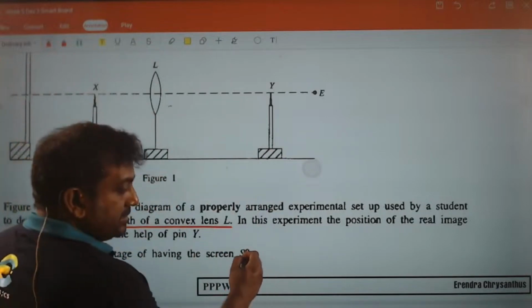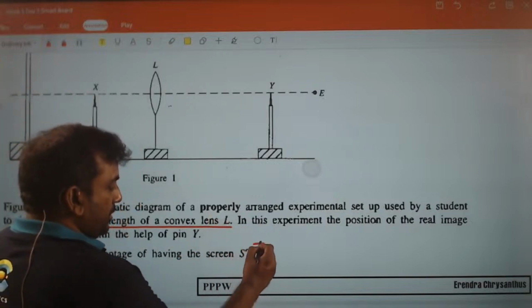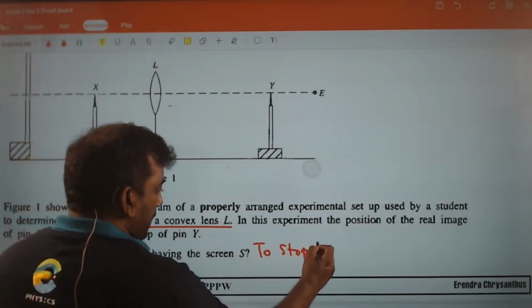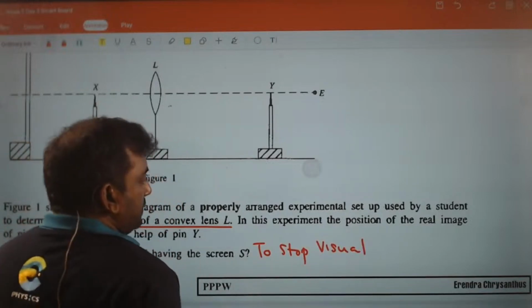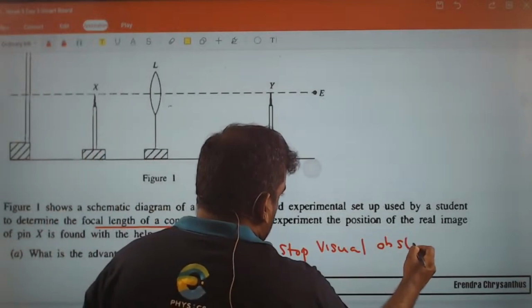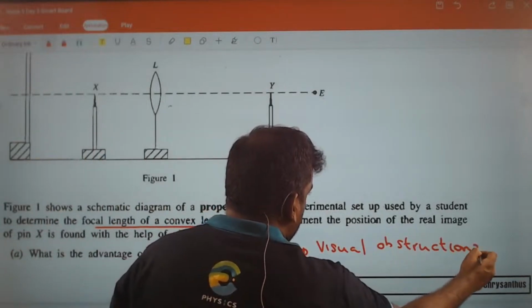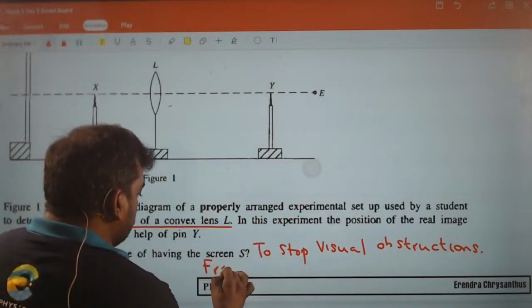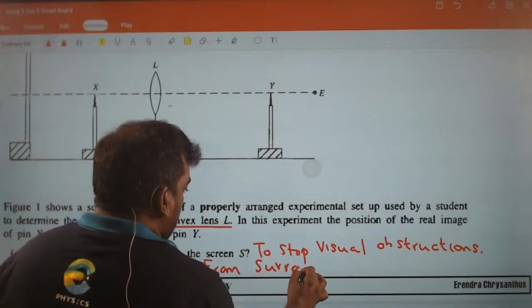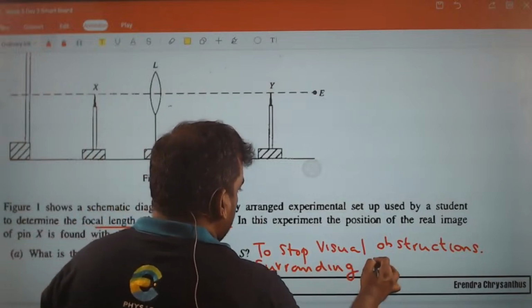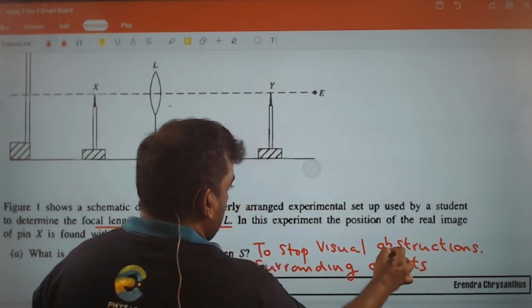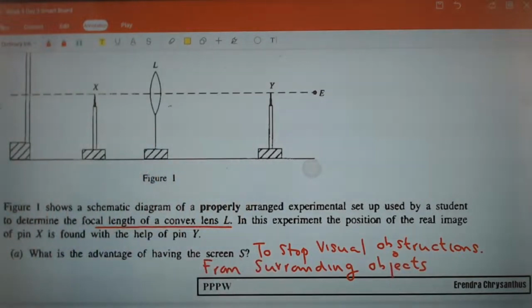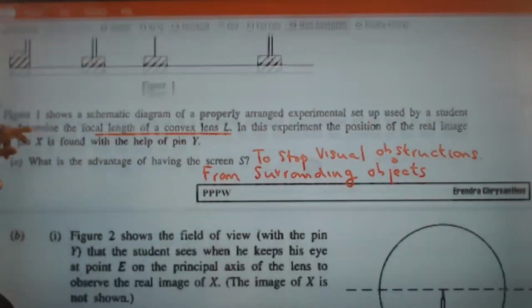So I am having a screen S not to see images. To stop visual obstructions from surrounding objects. That's the main reason. Right. Moving on.